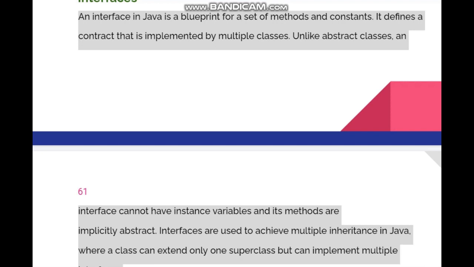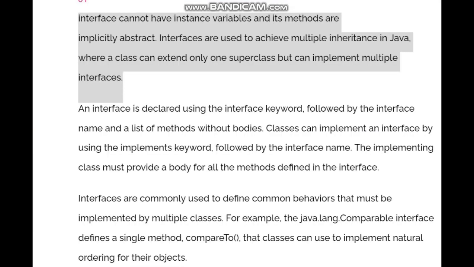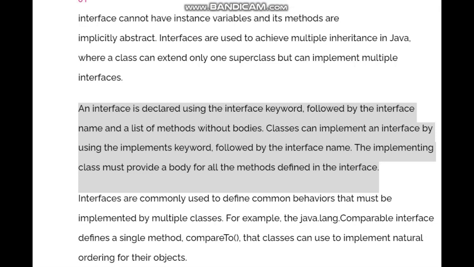Unlike abstract classes, an interface cannot have instance variables and its methods are implicitly abstract. Interfaces are used to achieve multiple inheritance in Java, where a class can extend only one superclass but can implement multiple interfaces. An interface is declared using the interface keyword, followed by the interface name and a list of methods without bodies. Classes can implement an interface by using the implements keyword, followed by the interface name. The implementing class must provide a body for all the methods defined in the interface.